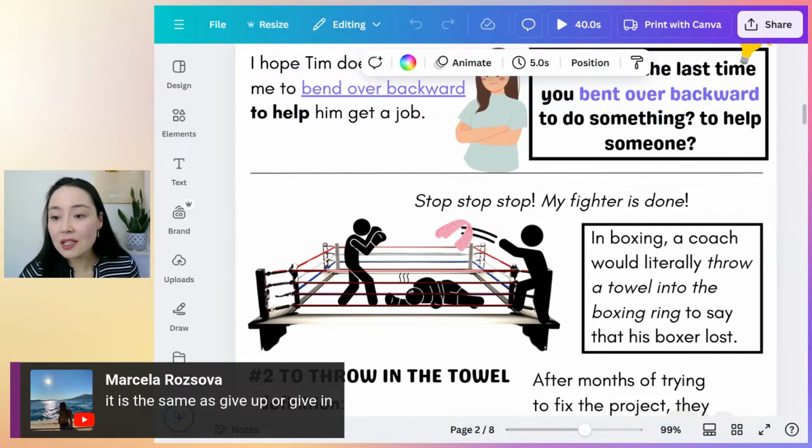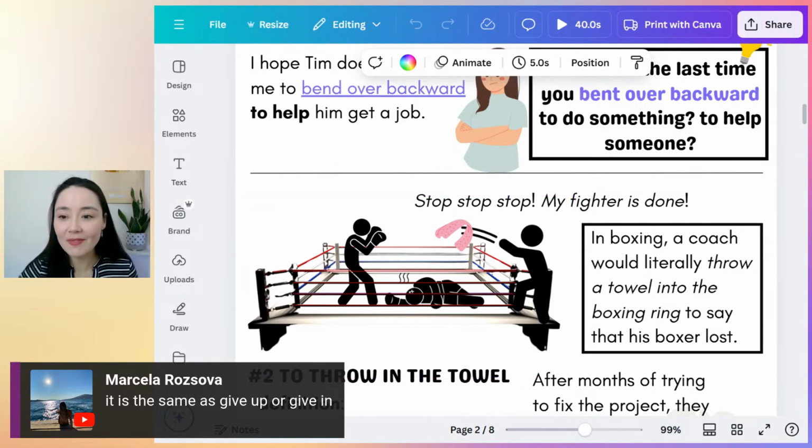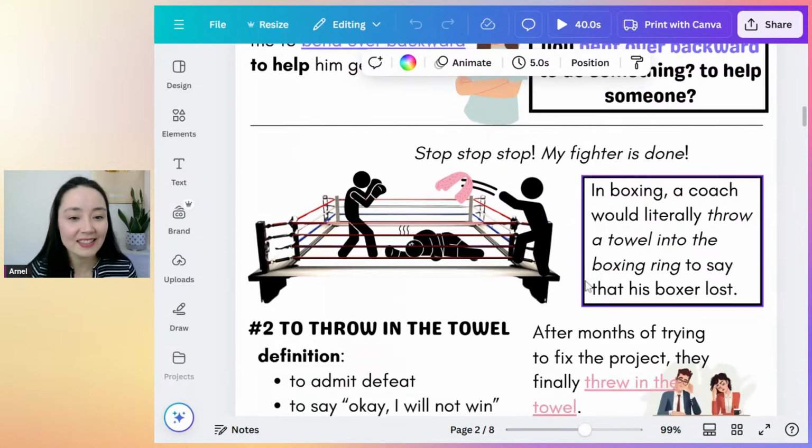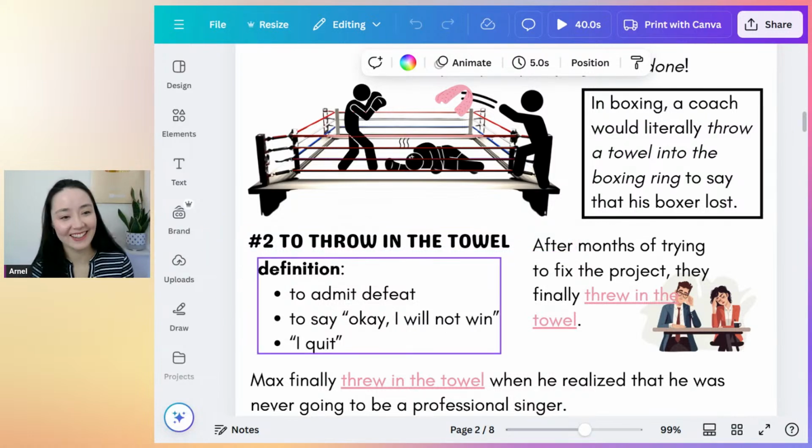Marcella's asking, is it the same as give up or give in? Yes, it is. To throw in the towel definitely means you give up, you're done. Really think about this situation here. This boxer is done. The coach needs to throw in the towel. So the actual expression is to throw in the towel. Definition. To admit defeat. To say, okay, I will not win. It's the same as saying, I quit.